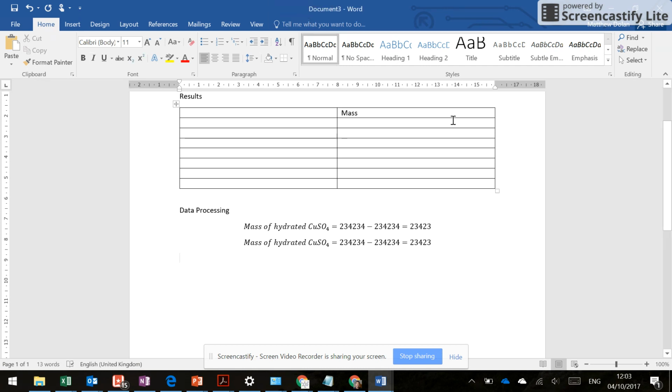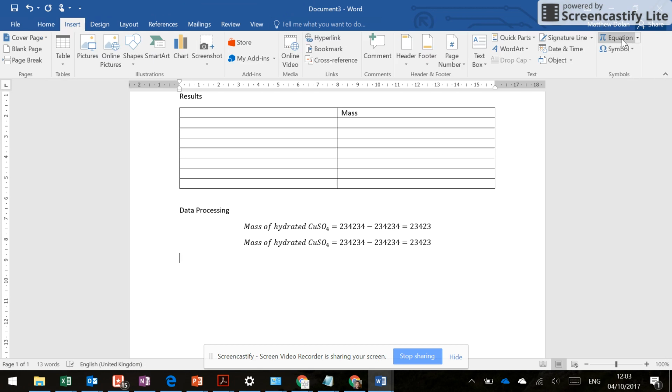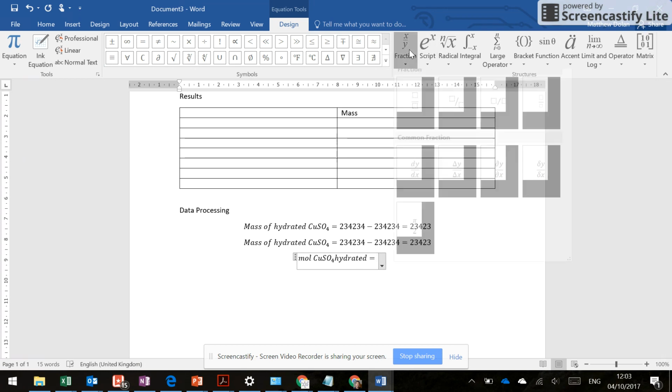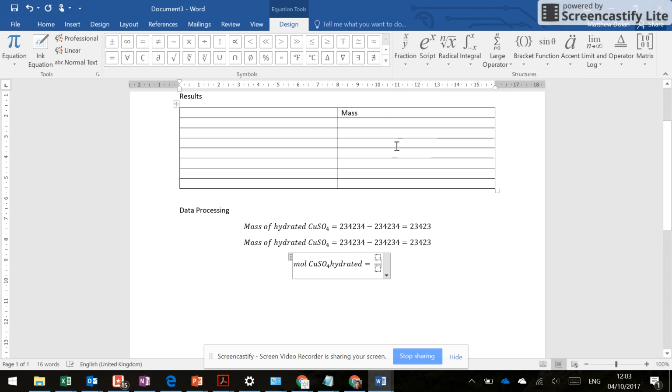Some of these calculations you'll need to do some divisions. So for those equations, let's say moles. I'm going to shorten that to mole. Mole copper sulfate hydrated. Hydrated copper sulfate, maybe I should say, equals and I'm going to insert a fraction. Okay, so this is whatever the mass was divided by the molar mass, whatever that is, equals another number for the unit.